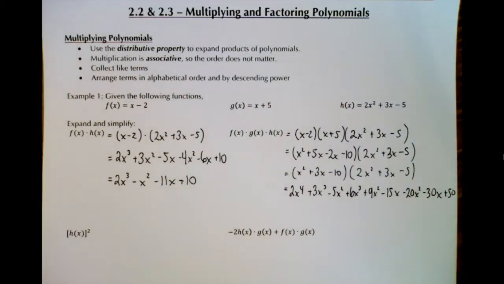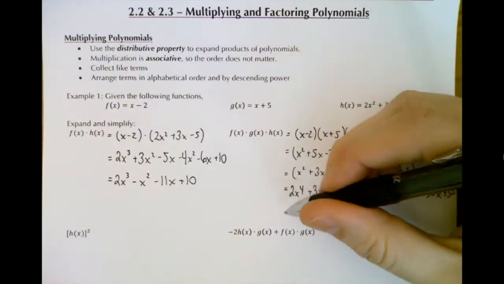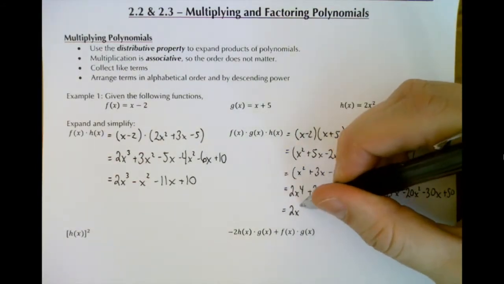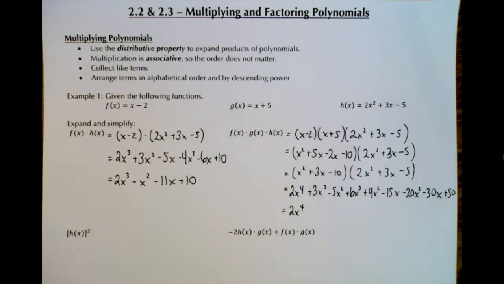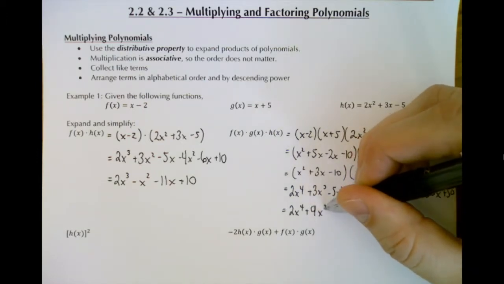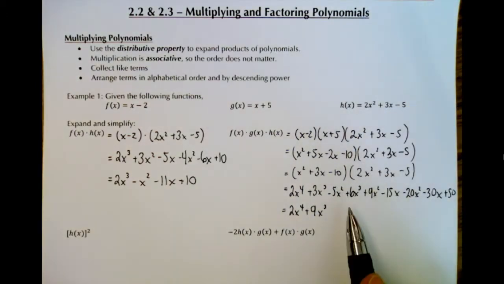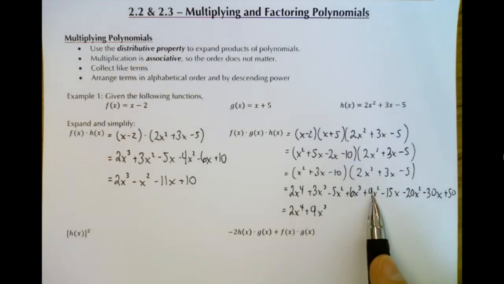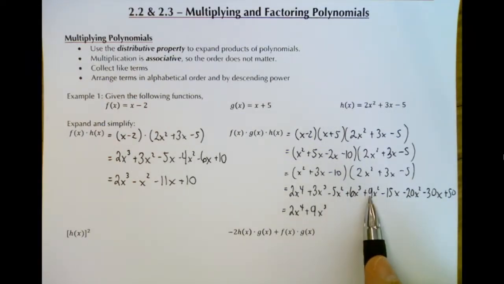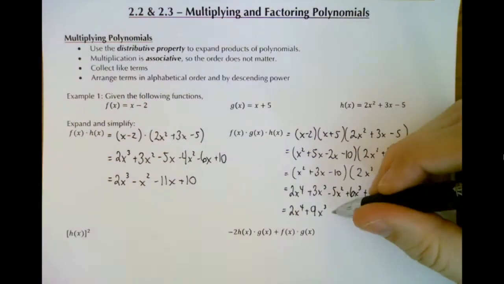Now we've got to go through them and collect all of our like terms. There's only one term with the exponent 4, so we're going to start with 2x to the exponent 4. Now we're going to go through and look for all of our cubed terms. Well, we've got 3, 6, and that's it. 3 plus 6 is 9, so we've got 9x cubed. Now we're going to look for our squared terms. We've got negative 5, 9, negative 20. 3 terms. So negative 5 plus 9 is negative 4. Minus 20 is negative 24.